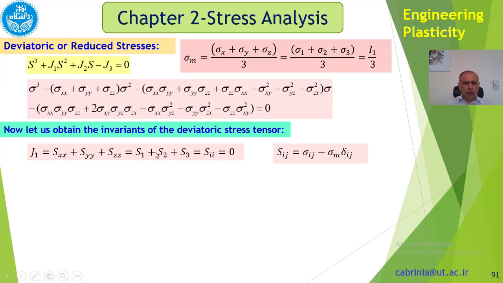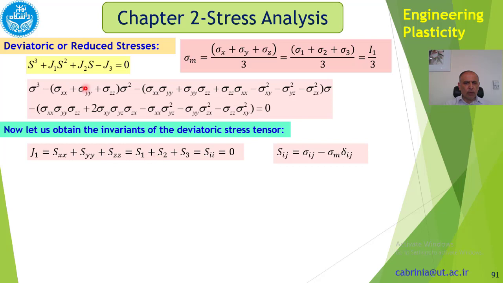So we showed that J1 is equal to 0. J1 is equal to 0 in here, so we will only have s to the power of 3, J2 s, and minus J3. So if this is so, what is the value of J2?